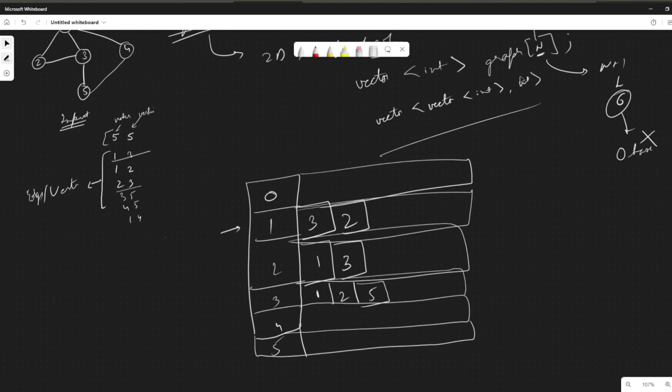Now comes 4 5. In 4 we have to push 5, in 5 we have to push 4.